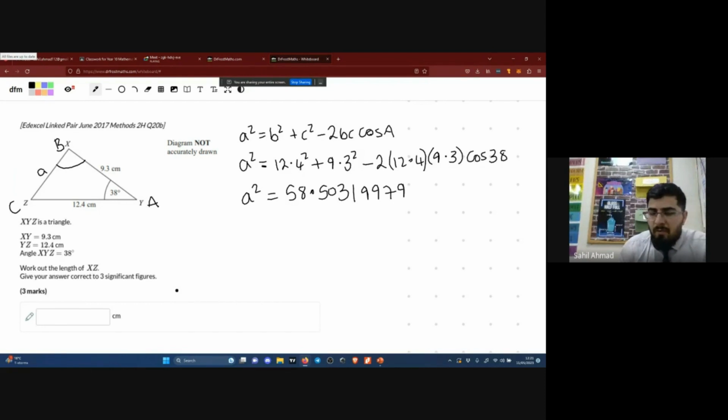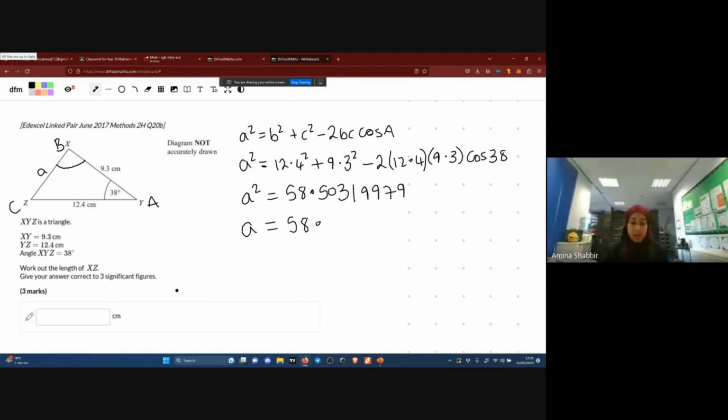Now, Amina, finally, can you please square root this for me? Remember, we can't leave it in the form of a squared. We have to have it in the form of just a on its own. So can you tell me what a is equal to on its own now, please? It's equal to 7.65.